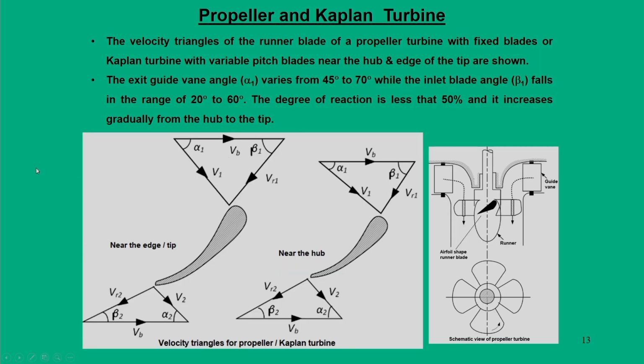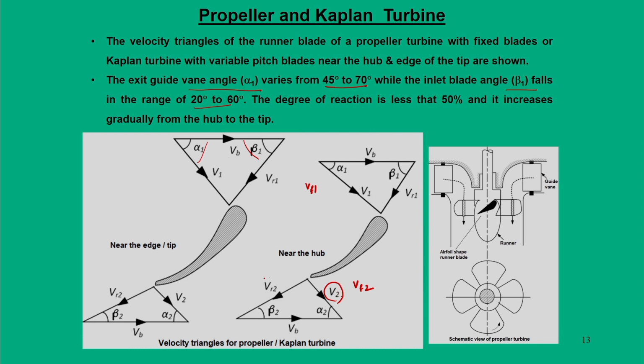So, these are some velocity triangle features for propeller and Kaplan turbines. Here we can see that the exit vane angle alpha 1 varies from 45 to 70 degrees, and the inlet blade angle beta 1 varies from 20 to 60 degrees. If you see the outlet triangles, V 2 is no longer V F 2. Here we have V F 1 and also V F 2, and these two numbers are not equal.